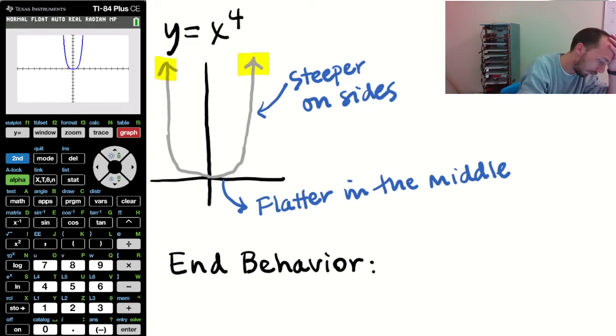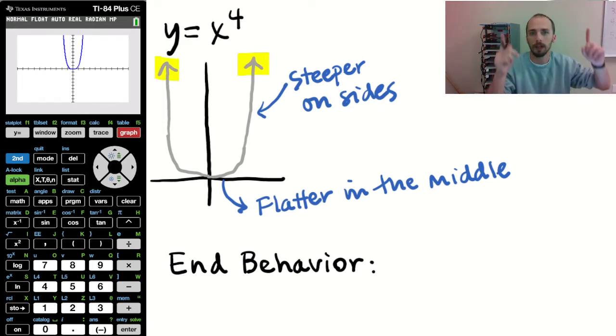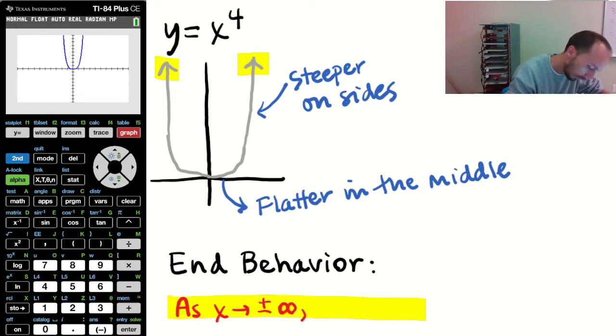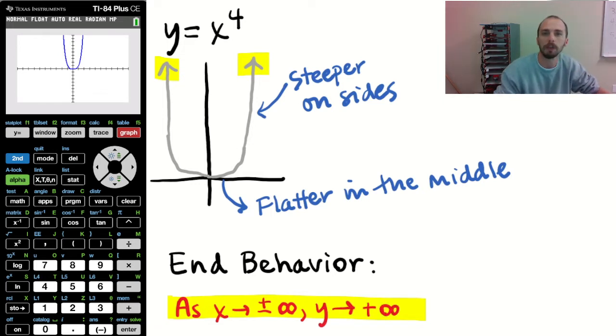But the end behavior of this one is going to be different, right? Because both sides are going up, much like the graph of y equals x squared. Okay? So I'm going to say for this one, as x approaches positive or negative infinity, y is going to approach positive infinity. Okay? Just like y equals positive x squared.